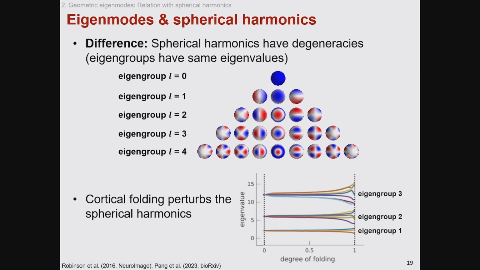Hence, you will get eigenvalues that are not the same within each eigengroup; the modes within each eigengroup will now have different eigenvalues. But the theoretical work by Peter Robinson, for example, has shown how you can represent cortical eigenmodes in terms of spheres. If you're interested, I can show you which paper I'm talking about.